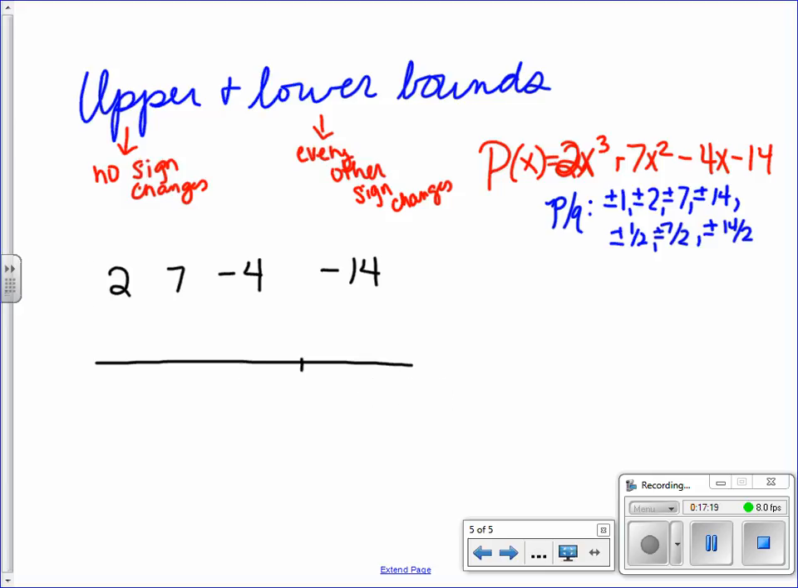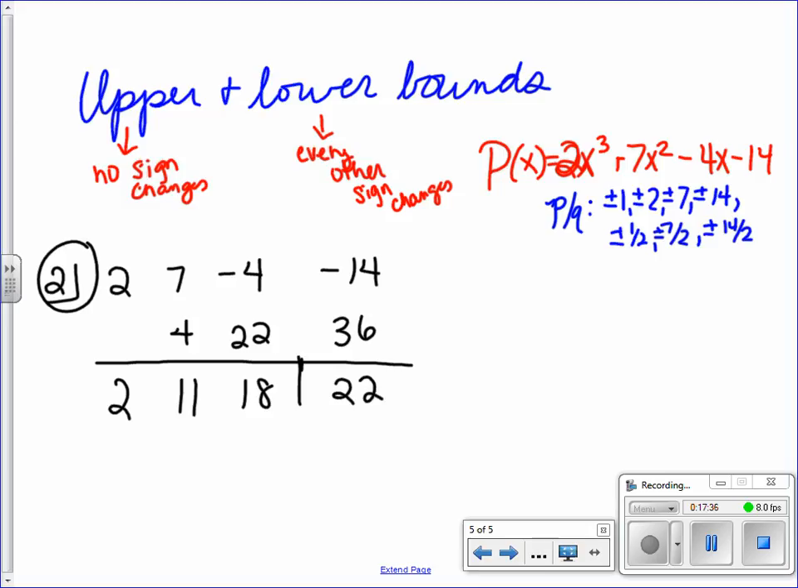Let's try 2. 2, 4, 11, 22, 18, 36. Alright. 2 is the upper bound. See, all these numbers, I don't have to worry about any of them that are bigger than 2. 7 is out. 14 is out. 7 over 2 is out. No need to even test them, because 2 is the biggest number. Okay? 2 is your boundary. So now I've knocked out about 3 of them.